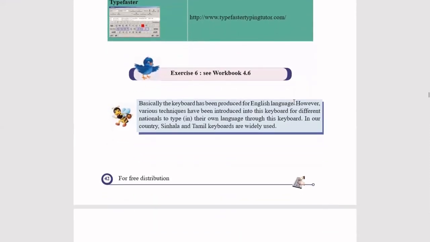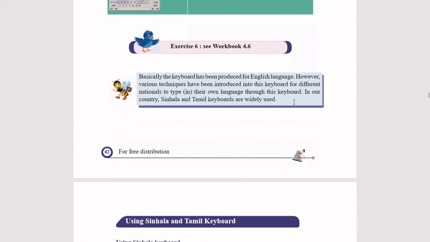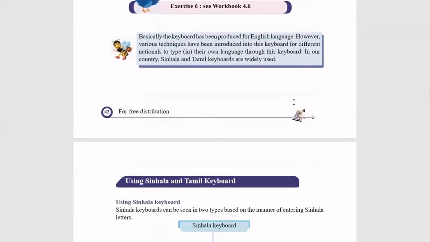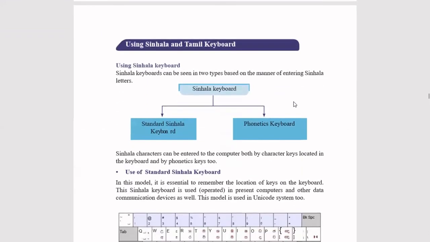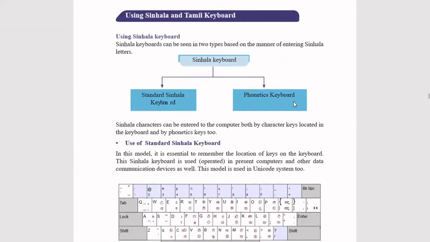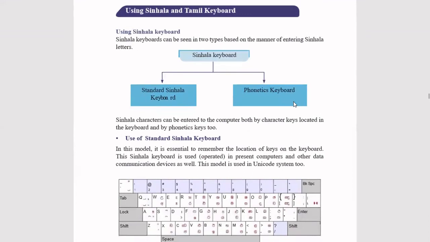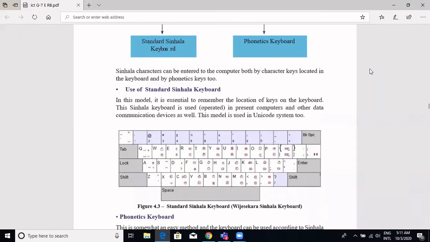Okay, so basically the keyboard has been produced for the English language, right? However, we can use it to type other languages too. Especially in Sri Lanka, we use the keyboard for Sinhala and Tamil typing as well, right? For typing Sinhala, or even any language, there are two different types of keyboards. One is the standard Sinhala keyboard, the other is the phonetic keyboard, right? So here they are having two things: the standard Sinhala keyboard and the phonetic keyboard.